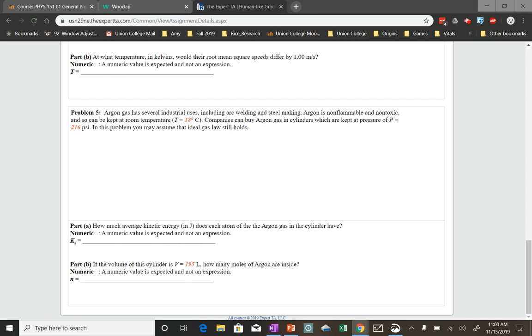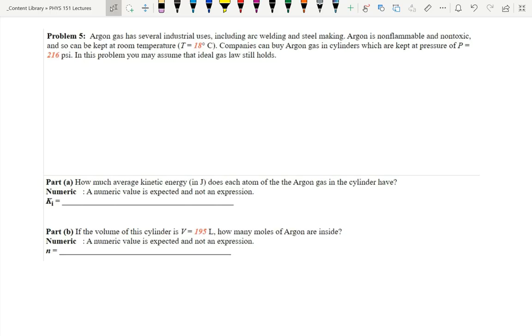Okay, I was asked to do a homework problem before we get started, so let's look at the last homework problem on the homework assignment that should have been due tonight, as opposed to the one that's due tonight that should have been due on Wednesday. The problem says argon gas has several industrial uses. Why would argon gas have several industrial uses? What's special about it?